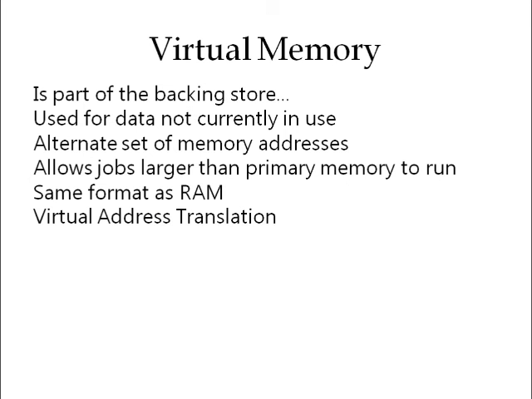Virtual memory is a part of the backing store. When you minimize a video, it is still running in the background, but we don't need to display it. The video instructions may have been passed to virtual memory, an alternate set of memory addresses located on the hard disk. It has the same format as RAM. It gives the illusion that there is more physical memory than there actually is, as we can store jobs that are larger than the primary memory.